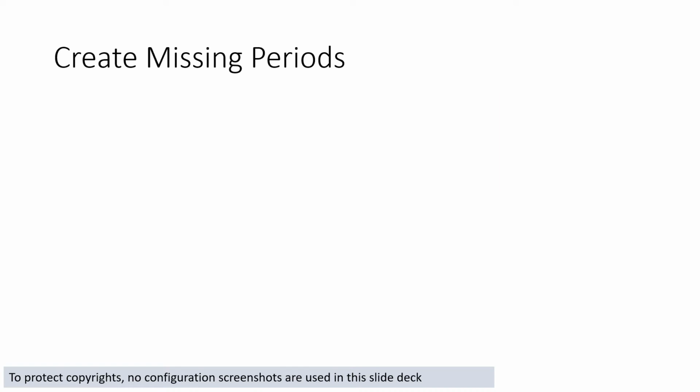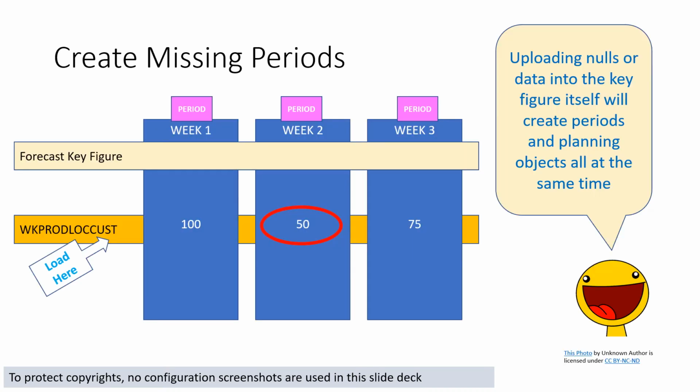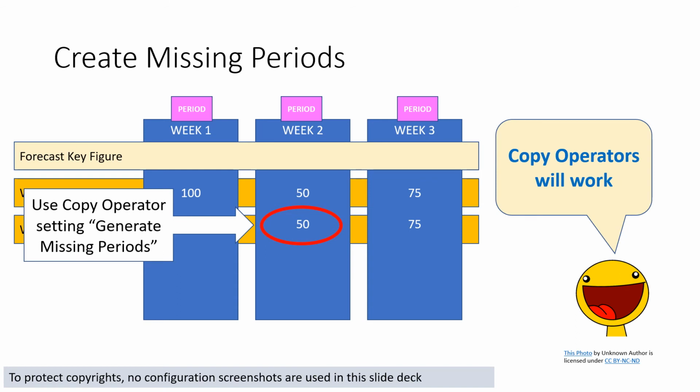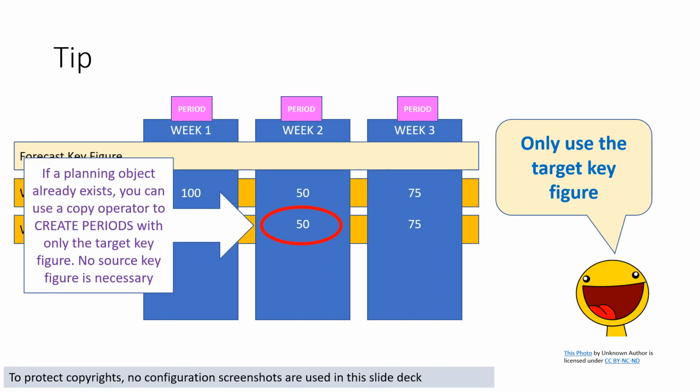How to create missing periods? Uploading nulls or data into the key figure itself will create periods and planning objects all at the same time. But unfortunately, if you're loading data at an aggregate level, it will not correct a low-level problem. But copy operators work. You may notice there's a setting, Generate Missing Periods, in the copy operator settings. If a planning object already exists, you can use a copy operator to create periods with only the target key figure. No source key figure is necessary.